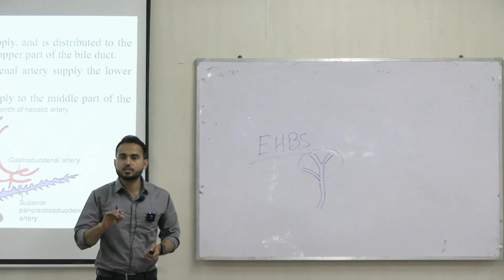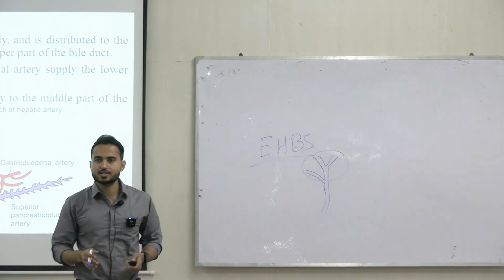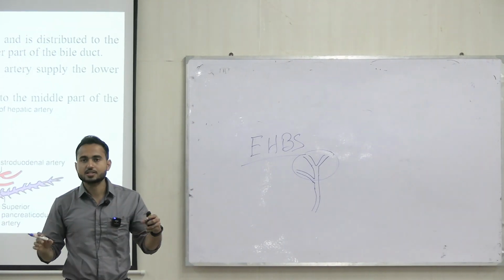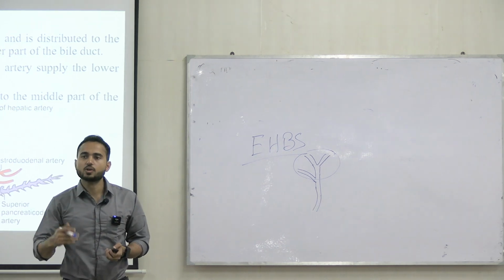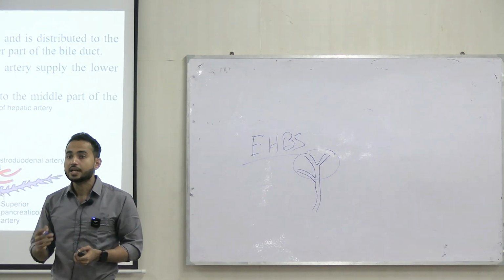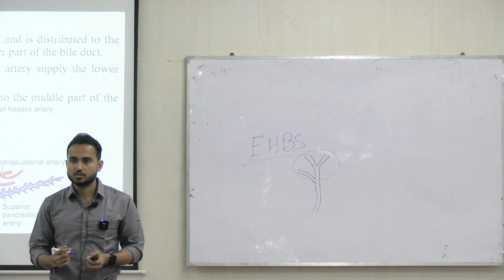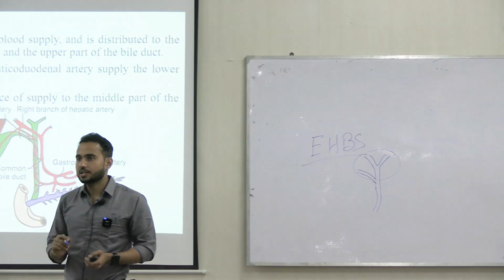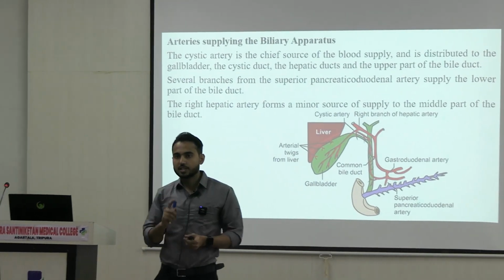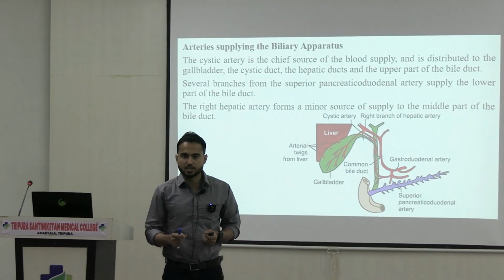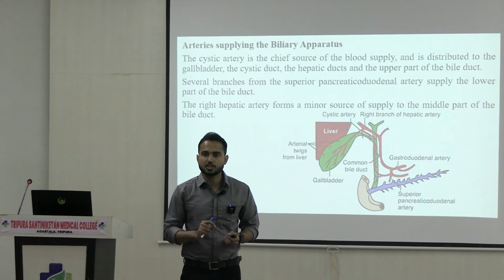So it is not possible for the cystic artery to supply the entire structure, because it is tubular and it is extending from one part to another part. That's why always in case of a tubular structure, additional blood supply is required. I'll give another example. When you study the esophagus, the esophagus is also a tubular structure, approximately 25 centimeters long.